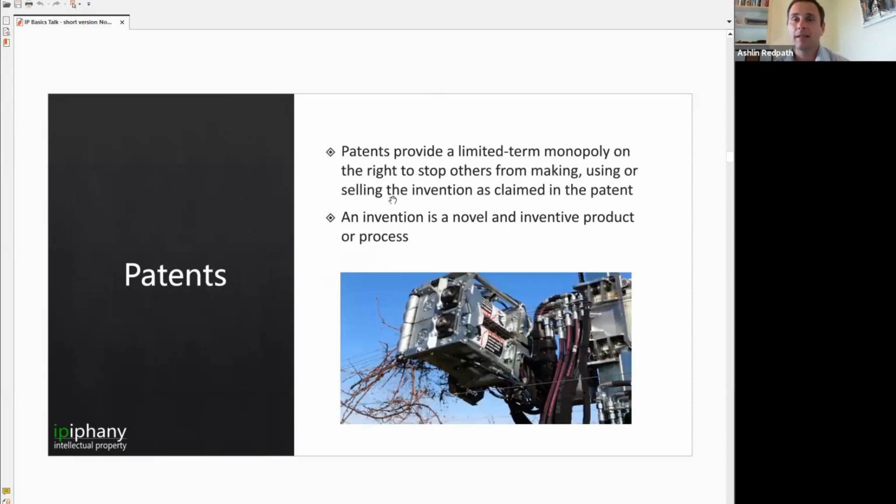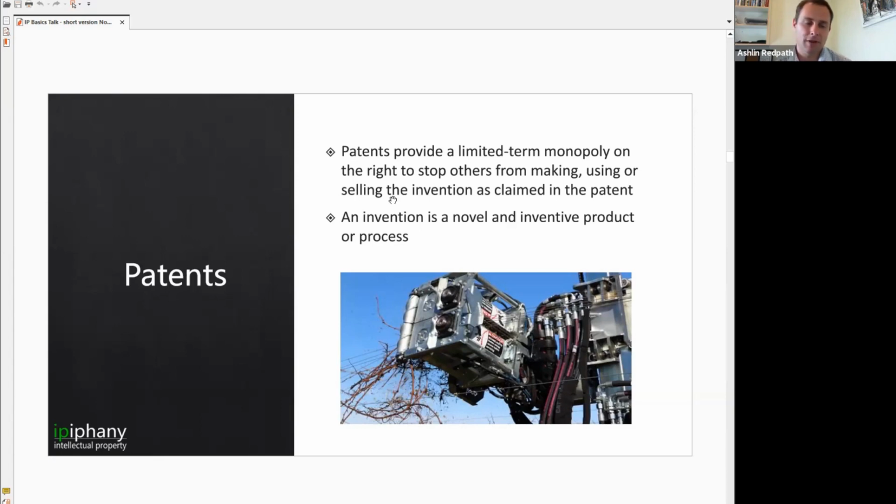So patents are for inventions. That's sort of what we mostly do, is work on patents. Patents give you a short-term monopoly, 20 years normally, to stop others from making, using, or selling the invention as claimed in the patent. An invention is something that is novel and inventive. Novel is new to the world, hasn't been done before. Inventive means that it's not an obvious combination of known things.